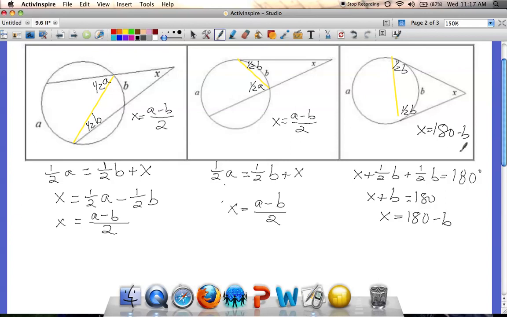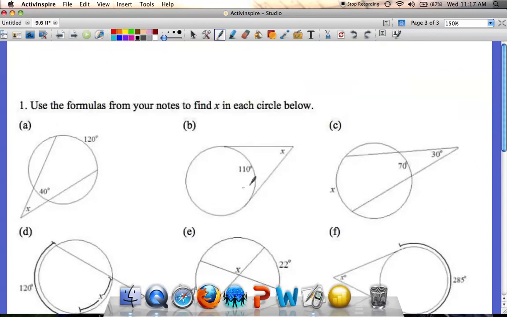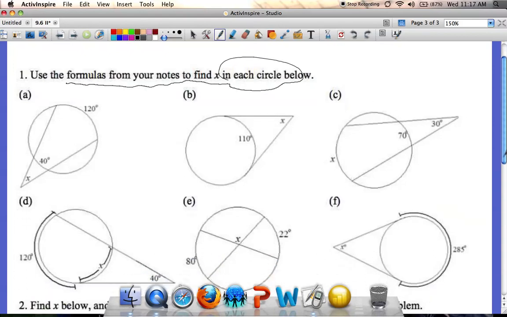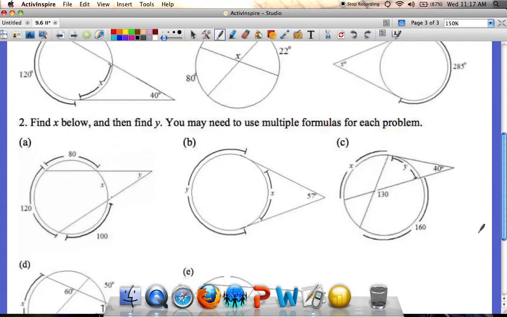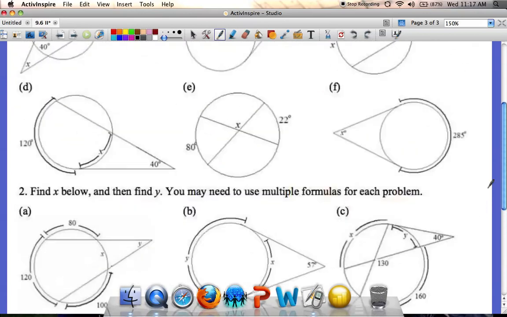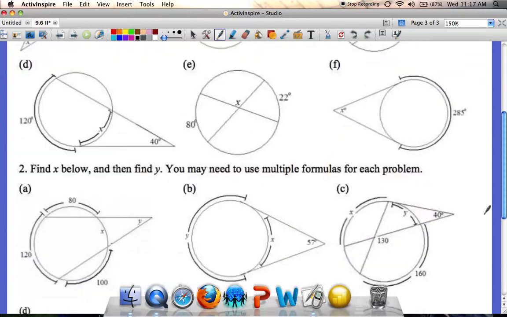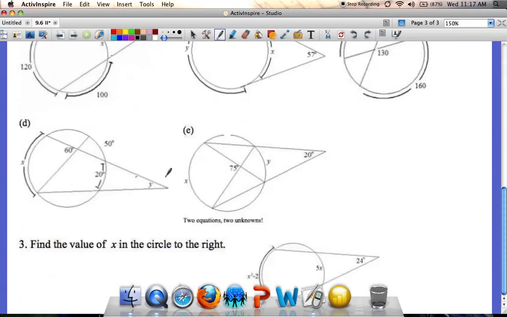So on the next page, there are multiple problems that you will have to do, and you'll use the formulas from your notes to find x in each circle below. So I'd like you to complete this classwork, actually these notes for next class. Complete down to the bottom.